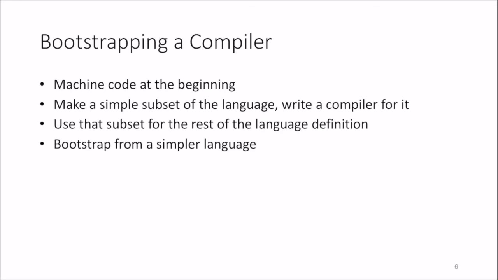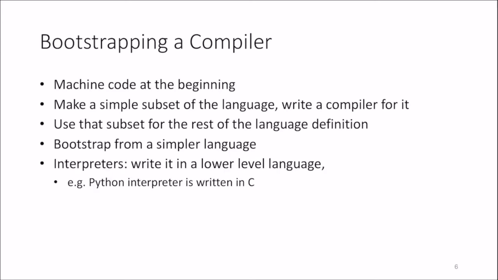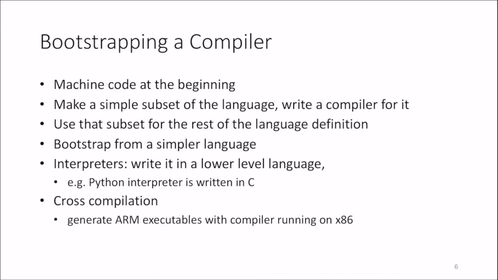Another way to bootstrap an implementation for a programming language is to just write an interpreter for it. So you write the interpreter in a lower level language. For example, the Python interpreter is written in the C programming language and allows you to write Python programs, but it depends on the C compiler in order to do this.